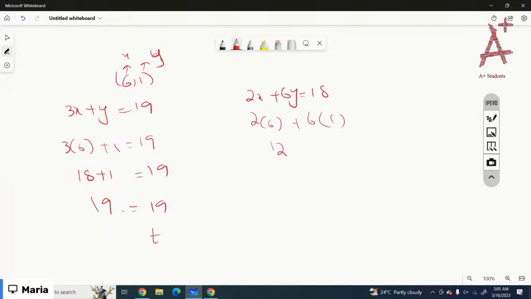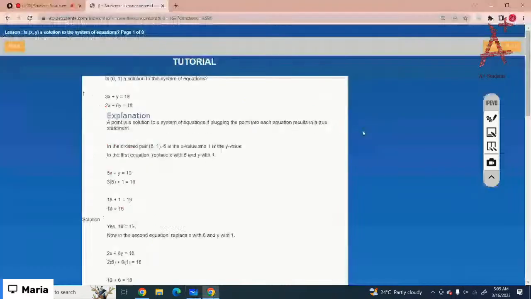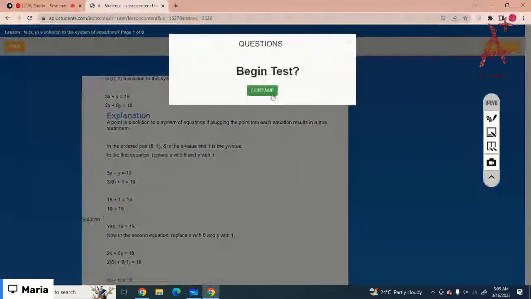Let's see the second one. 6 times 2 is 12, and 6 times 1 is 6. So 12 plus 6 is 18. 18 equals 18. Both sides of the equation are true. So both the equations are true. That means yes, (6, 1) is the solution of the system of equations. Got it? Let's start with the test questions.